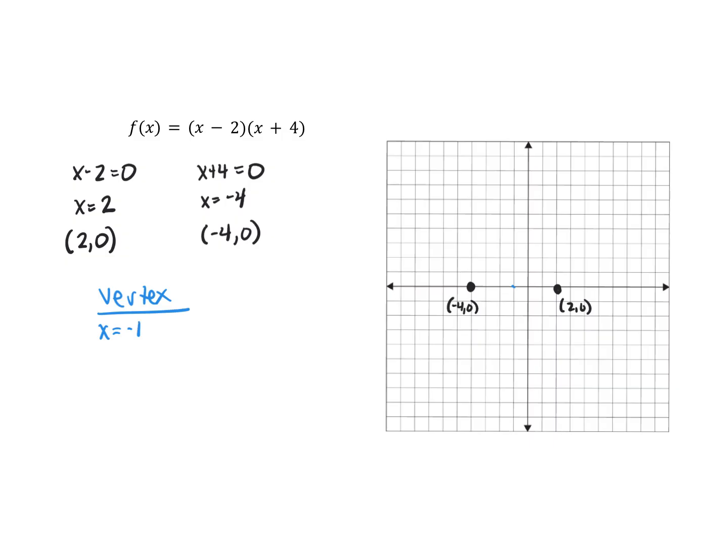So if we know that the x value is -1, we can find the y value by plugging that in. So if I put -1 minus 2 times -1 plus 4 and then solve that, I have -3 times +3, which means my vertex is at -9. So my vertex is at -1, -9. So let's go ahead and plot that on our graph.